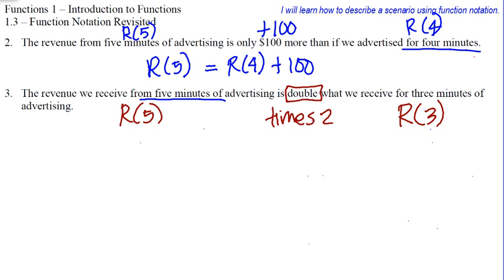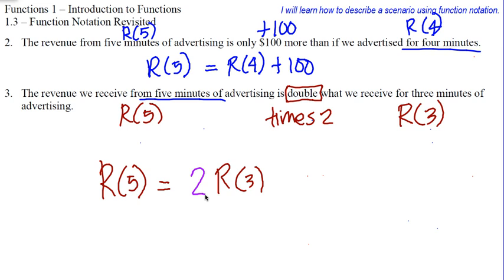So let's put them all together. We have R of 5 in here equals, what do you guys think? Let's put R of 3. It says that advertising for 5 minutes is double the revenue for 3 minutes. Does that mean I can just say, okay, I just double that, right? And I think that's it. That's number 3. All right, moving on.